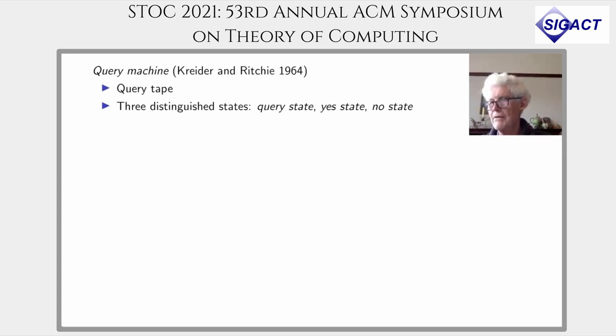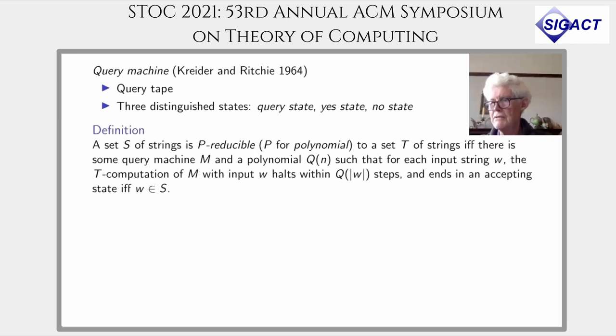So now, definition. A set S of strings is P-reducible, P for polynomial, to a set T of strings if and only if there is some query machine M and a polynomial Q of n, such that for each input string W, the T computation of M with input W halts within Q of length W steps, and ends in an accepting state if and only if W is in S. It is not hard to see that P-reducibility is a transitive relation.